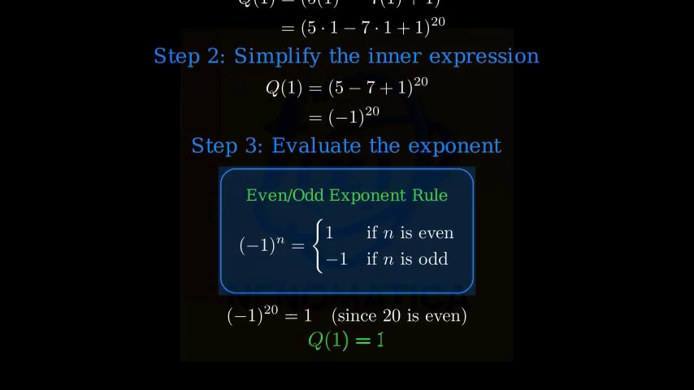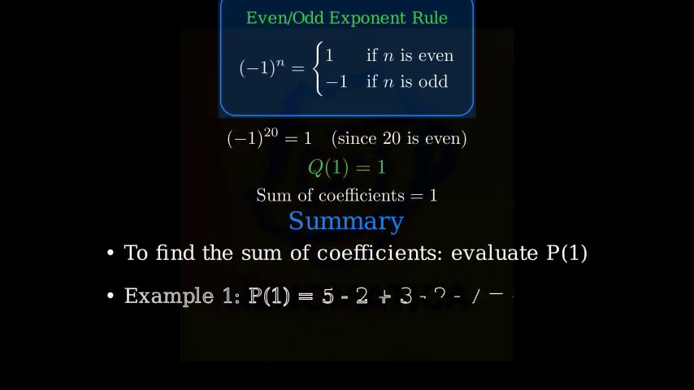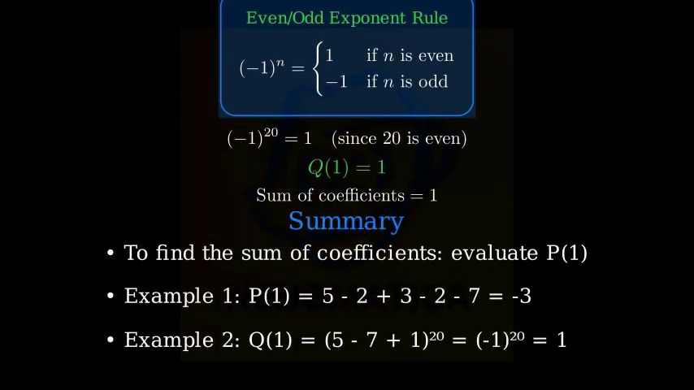Therefore, the sum of all coefficients in q of x equals 1. To summarize, we've learned that the sum of all coefficients in a polynomial can be quickly found by evaluating the polynomial at x equals 1. This works because when we substitute x equals 1, all terms become 1 to some power, which is just 1. So we're left with just the sum of all the coefficients.